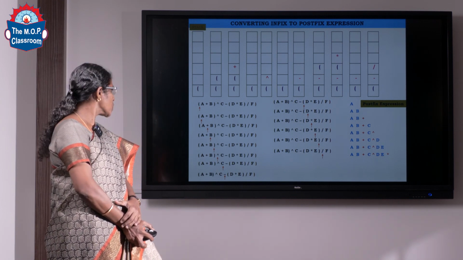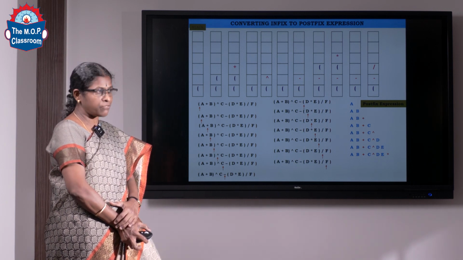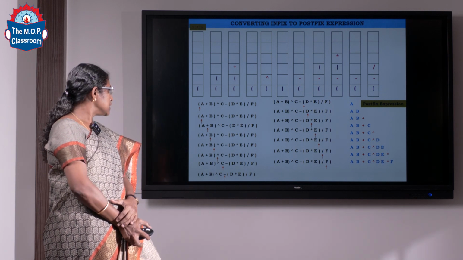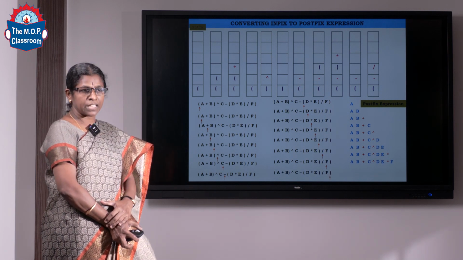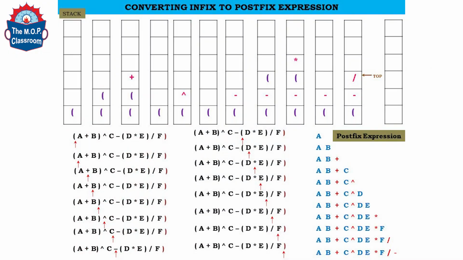Once again continue your process. Scan for the next character. The next character to be encountered is an operand F. So add it to your postfix expression. Now continue the process. The next element to be encountered is a right parenthesis. You know that whenever a right parenthesis is encountered, repeatedly pop all operators from the stack and add them to your postfix expression. So we will pop the division operator and add it to the postfix expression. Pop the minus operator and add it to the postfix expression. The next one is the left parenthesis, pop it out and just discard it.